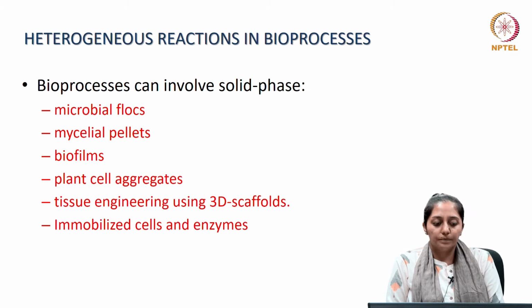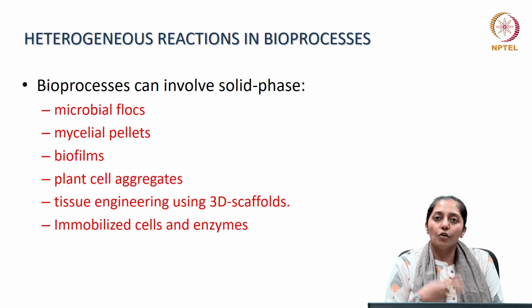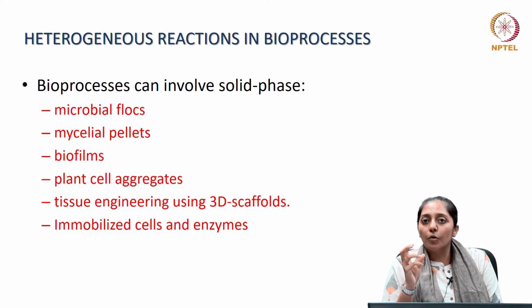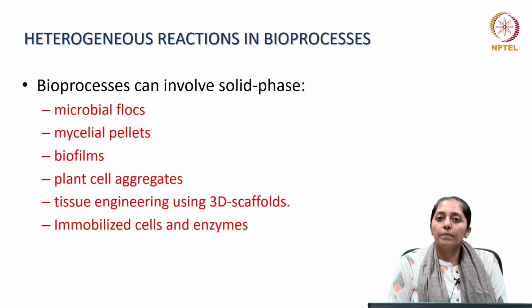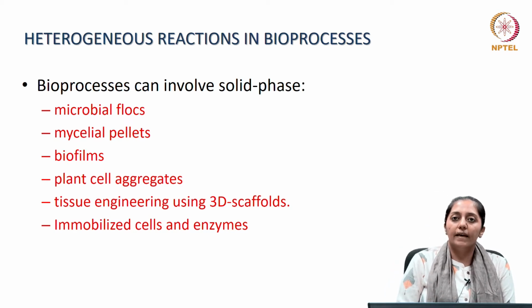Now what does this mean? This can be involved in fermentations where there are either high cell densities or flocculation is happening, or there are immobilized cell structures where there can be mass transfer limitations. So bioprocesses which involve, for example, a solid phase, where microbial flocs or mycelial pellets might be getting formed, or in your wastewater treatment plants where biofilms are required, or plant cell fermentations where plant cells tend to aggregate and form small aggregates.